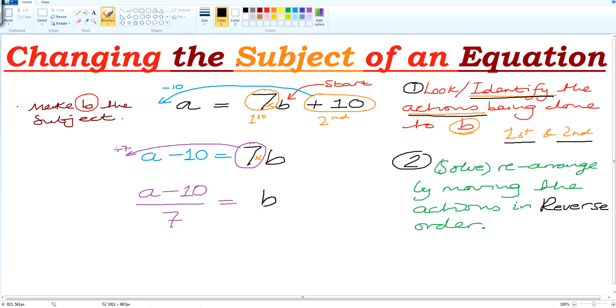Now, one other thing, do not worry about the b being on the right hand side. I know normally we tend to see equations like a equals something, b equals something. This is written back to front, it doesn't matter in algebra. A minus 10 equals b is the same as b equals a minus 10 over 7. It's the same thing.